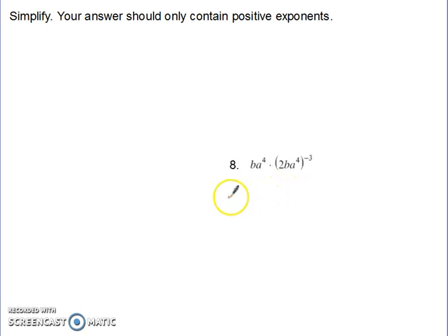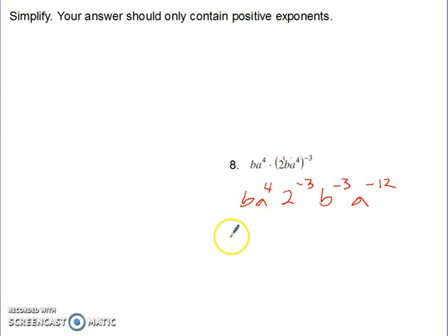Okay, so for our next problem, we have a string of multiplication. To get to the bases inside the parentheses, I have to multiply this negative 3, and I have a b to the 4. I have a 2 to the negative 3 because that exponent of 1. I have a b to the negative 3 because of that exponent of 1. And I have a to the negative 12th power.